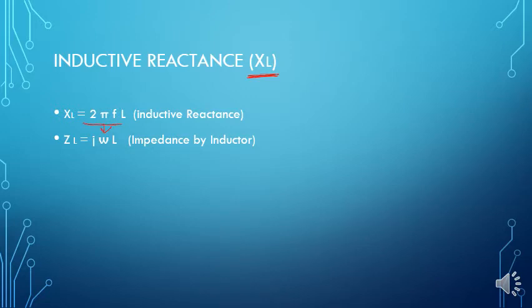Because inductors and capacitors are represented as imaginary part of our circuit, they should have J or I with them, imaginary part. Okay, and if we say what is the impedance due to that inductor, it should be represented with Z, and we say that this is J omega L.